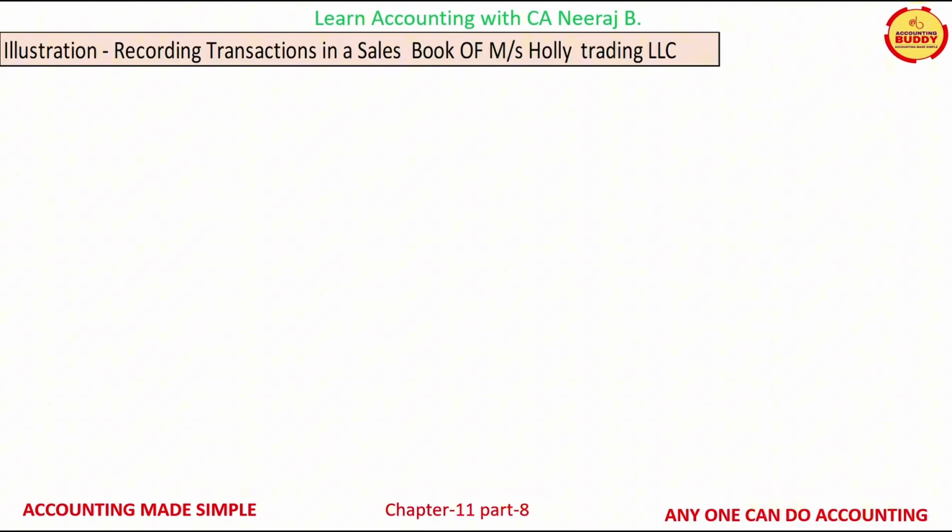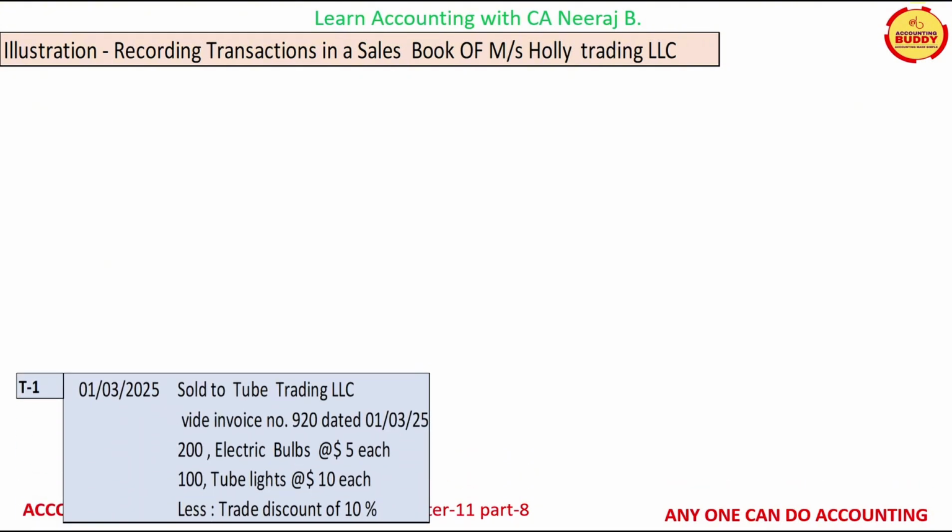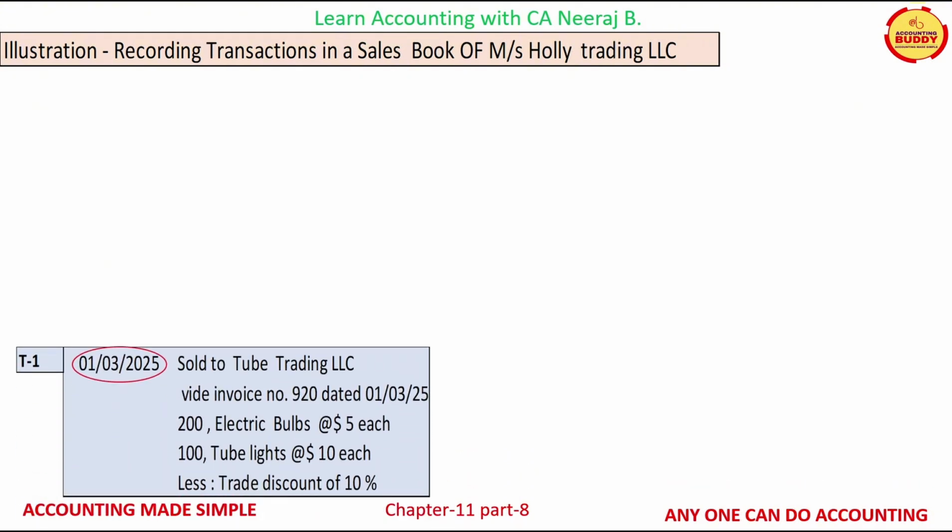Let us take up another illustration of recording transactions in the sales book of Messrs. Holy Trading LLC. Transaction T1 is on 1st of March 25, Holy Trading LLC sold goods on credit to Tube Trading LLC, vide invoice number 920 dated 1st of March 25. The goods sold include 200 electric bulbs at $5 each and 100 tube lights at $10 each. A trade discount of 10% is also allowed to the customer.